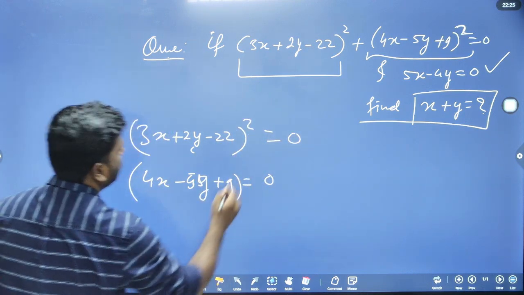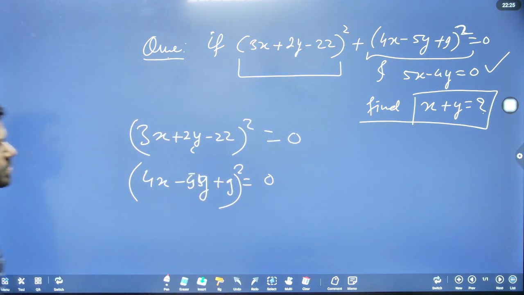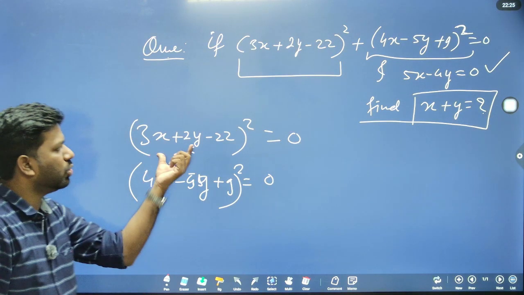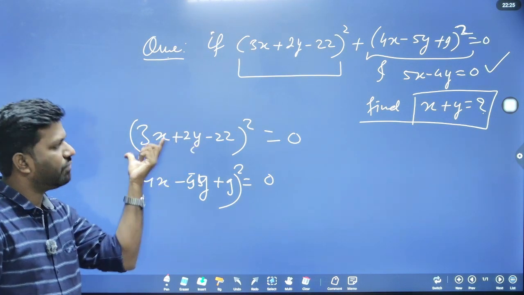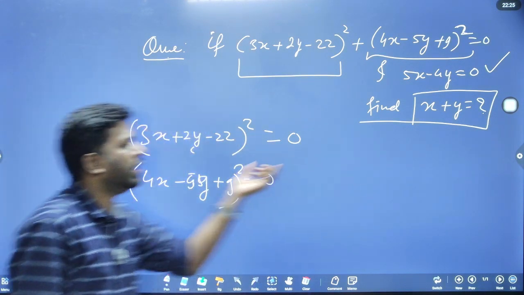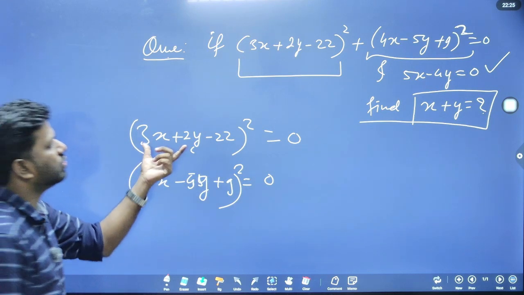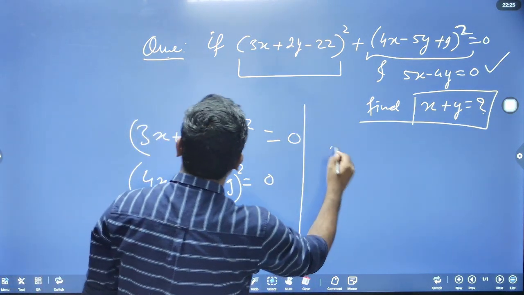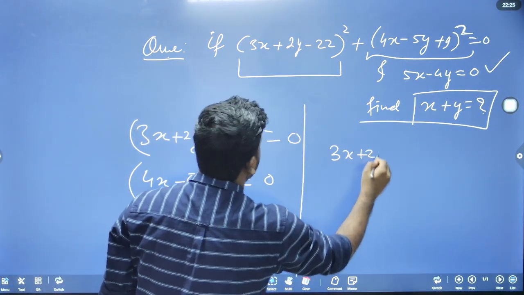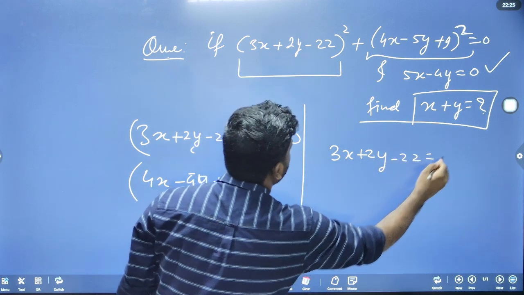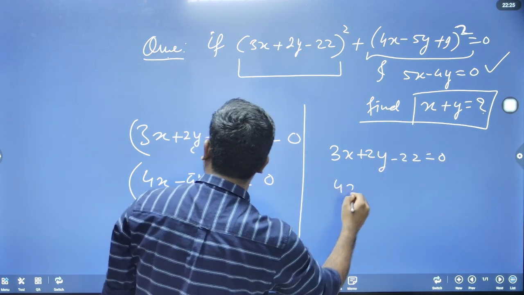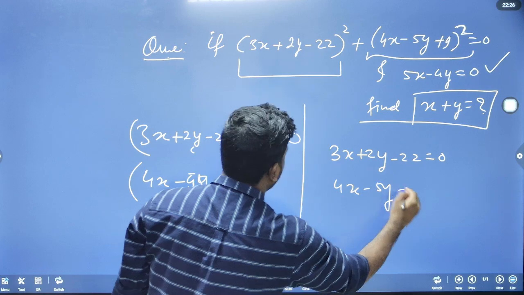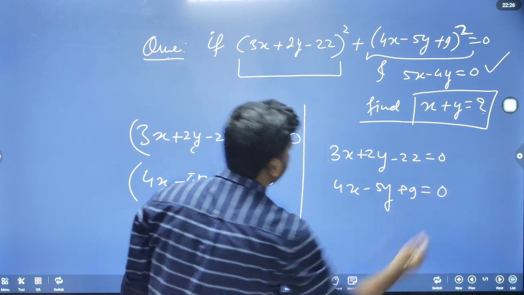I'll be solving this question simultaneously. All right, now we have squares on both sides, squares on the left hand side and 0 on the right hand side. We can directly conclude that this term is equal to 0. It means this term is equal to 0. 3x plus 2y minus 22 is equal to 0, and 4x minus 5y plus 9 is equal to 0.